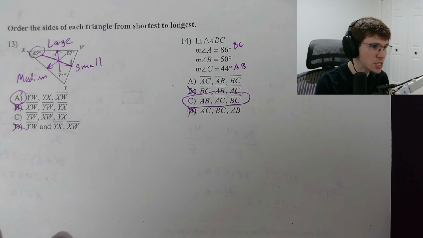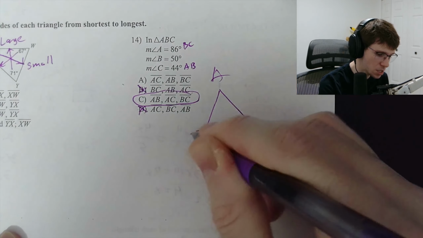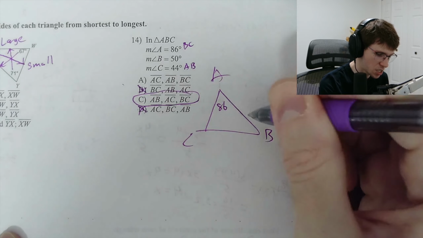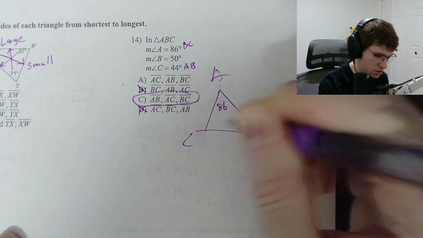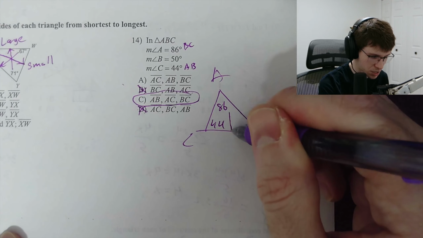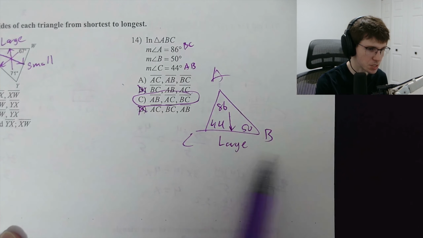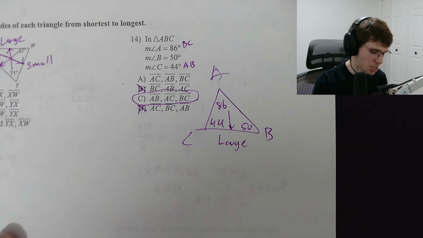The other way of doing this is to draw the picture all the way out, where you just draw a triangle ABC, and then you fill those in. You got 86 there, you got 50 there, you got 44 there, and then you draw those arrows again. So 86, then this is going to be our large over here. Our large side is the BC, so we know that's the one over there. You do the same exact thing as we did. Anyways, I'm done. We're moving on to the next slide.